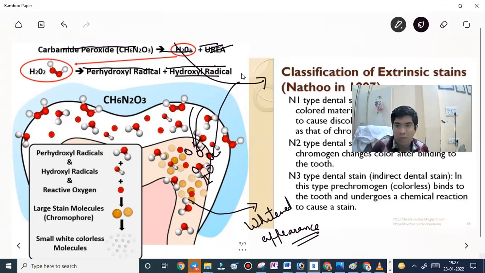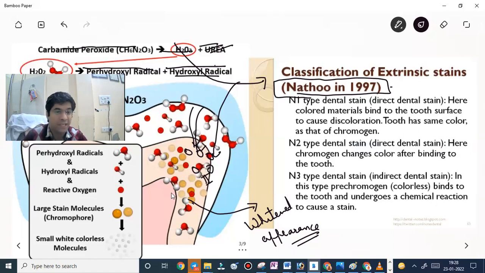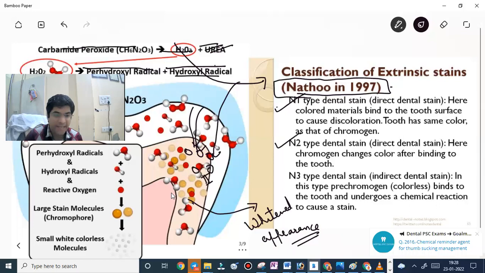So coming to the MCQ portion that can be asked in your exam, the most common classification for tooth discoloration was first described by Nathoo in 1997. So remember the classification, the most common classification for tooth discoloration was described by Nathoo. So it is divided into type 1, type 2 and type 3.